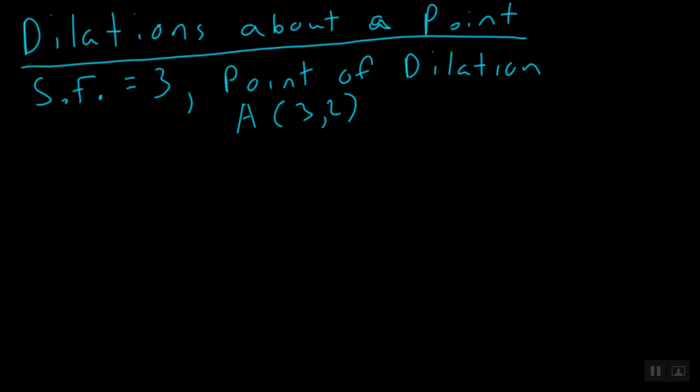Now in that previous graph we were given that our scale factor is 3, our point of dilation A was 3, 2, and let's go ahead and look at one specific point. Let's look at point B. And I see that point B was at 0, 3.